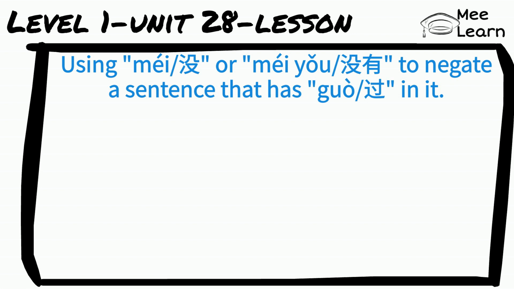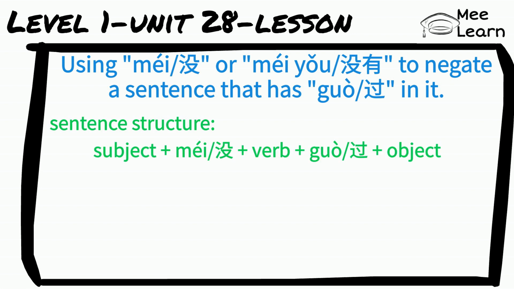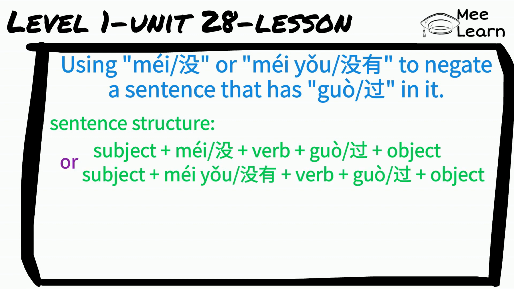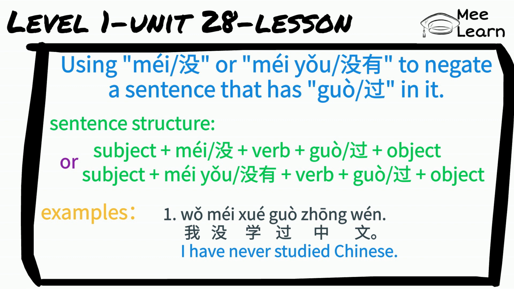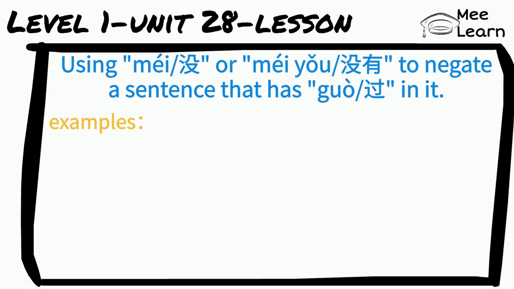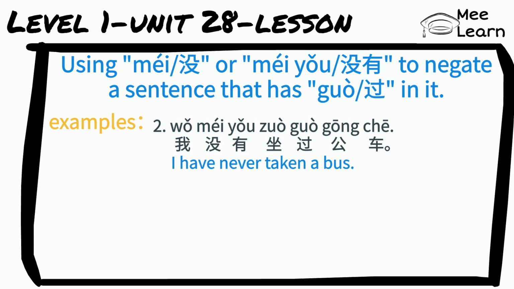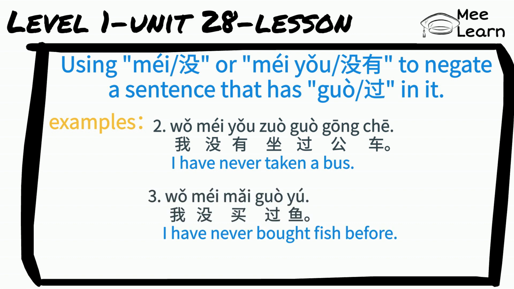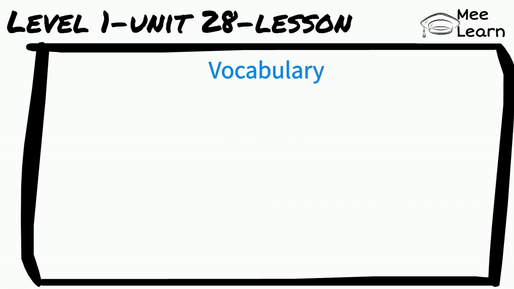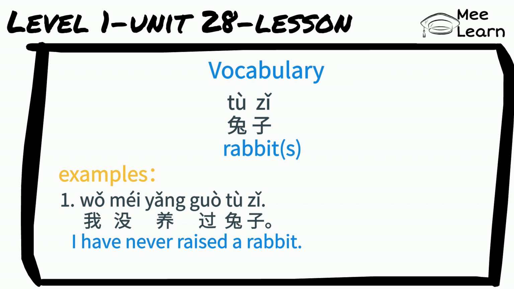Using 没 or 没有 to negate a sentence that has 过 in it. The sentence structure is like this: subject plus 没 plus verb plus 过 plus object, or subject plus 没有 plus verb plus 过 plus object. For example, 我没学过中文。I have never studied Chinese. 我没有坐过公车。I have never taken a bus. 我没买过鱼。I have never bought fish before. 兔子, rabbits. For example, 我没养过兔子。I have never raised a rabbit.